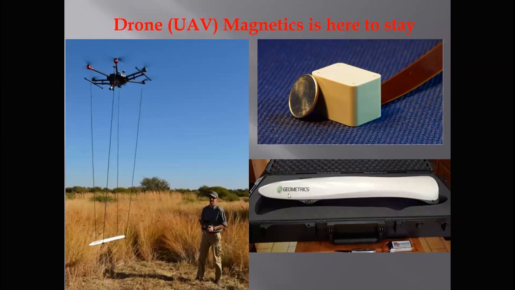So this bird that we use is called the Geometrics MagArrow. It has two MFAMs inside it, which you can orientate. And we sling it with its nose forward in front of the drone, below the drone, about 3 meters below the drone, on nylon string.